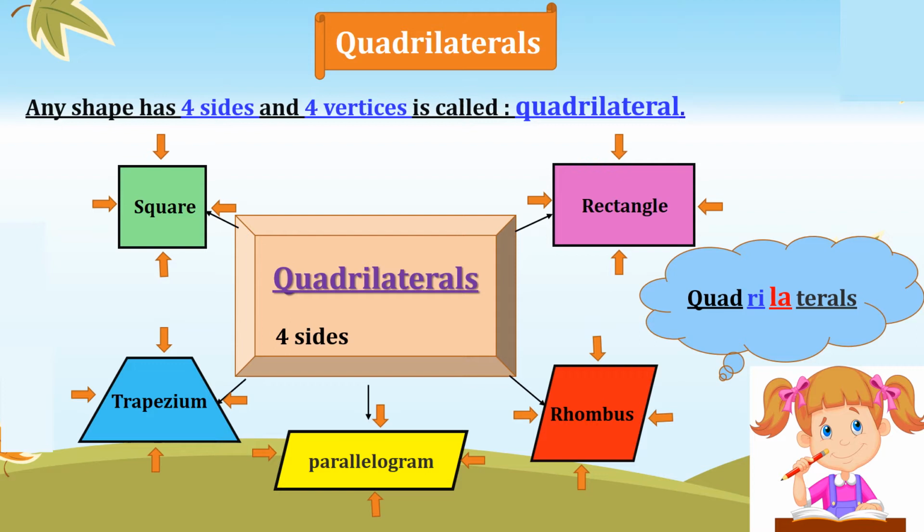All of them have 4 sides and 4 vertices. Let's see vertices together. 4 in square, 4 in rectangle, 4 in trapezium, and 4 in rhombus, and 4 in parallelogram. So all of them are called quadrilaterals because they have 4 sides and 4 vertices. So any shape that has 4 sides and 4 vertices is called a quadrilateral.